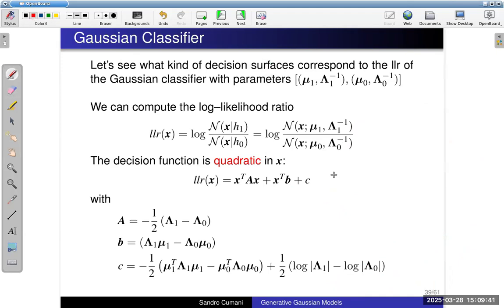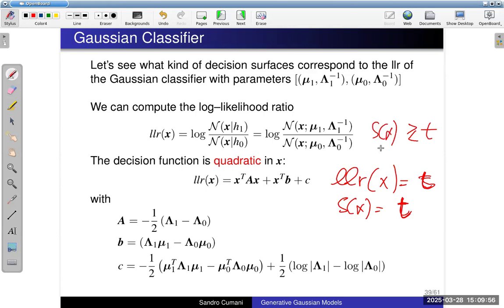As I said, we need to compute solutions to the log likelihood ratio, so the score, equal to the threshold that defines our boundary, our decision rule. The decision rule is: compare the score with the threshold, and if it's greater, we assign class 1, otherwise we assign class 0. So let's see what is the boundary of these regions.